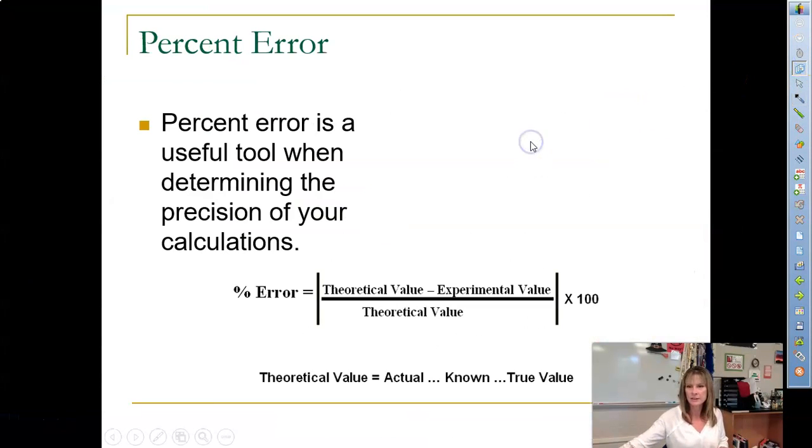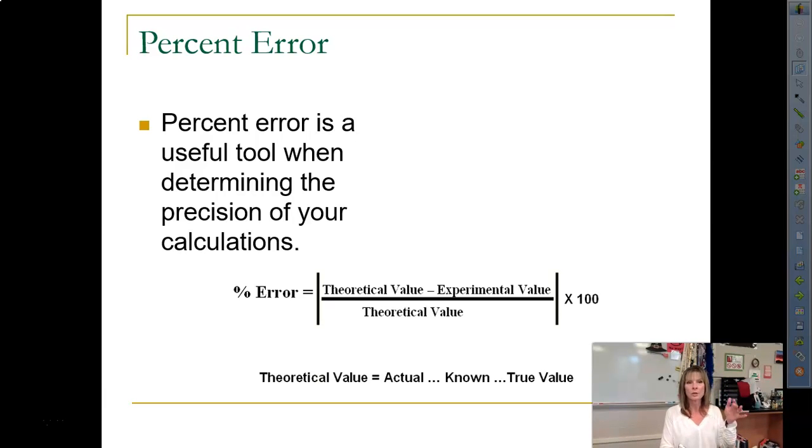There. Okay, percent error. That's the other thing we're going to learn today. We've got density. Now we're going to do percent error. Percent error is a pretty simple calculation. Those 2 bars on either side, that's an absolute value. So percent error is a useful tool when determining the precision of your calculations. Percent error is the theoretical value minus experimental value, divided by the theoretical value. And then you'll multiply that by 100 because you want it to be a percent.